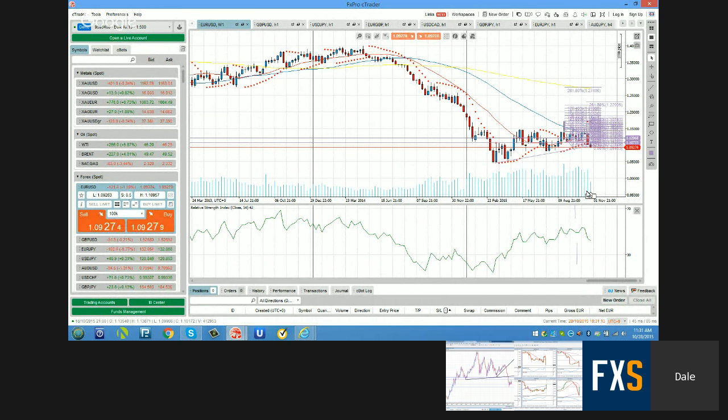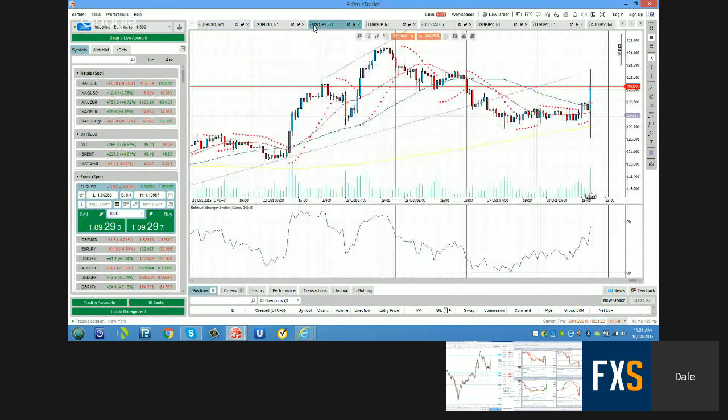Okay, let's move to the dollar Japanese yen. There is a question here from Masood. He's asking if the dollar yen can touch the 121.20, or it could go back to 120.50. What do you think, Valeria?